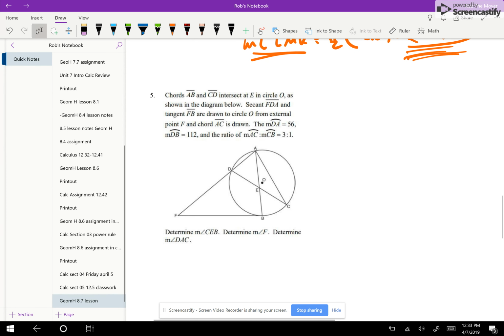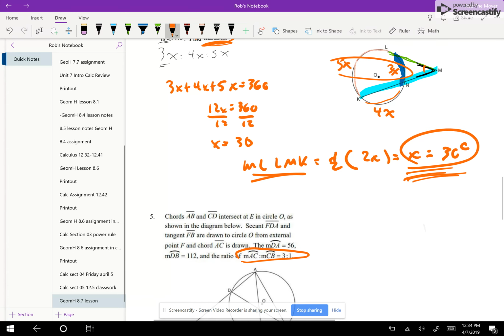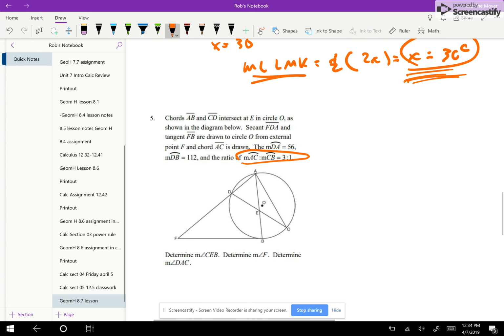Okay. Now, number 5 has a similar situation. If you haven't done this yet, use what we learned in number 4 to set up some kind of variable for AC and CB. Label the other things in your diagram and see if there's some way to relate those arcs and come up with a value. Okay, and then there are some other angles involved that we've done in the past, not necessarily on this lesson, like inscribed angles, things like that, that might help you.